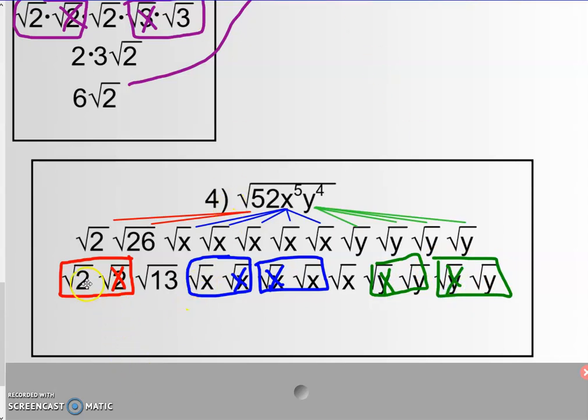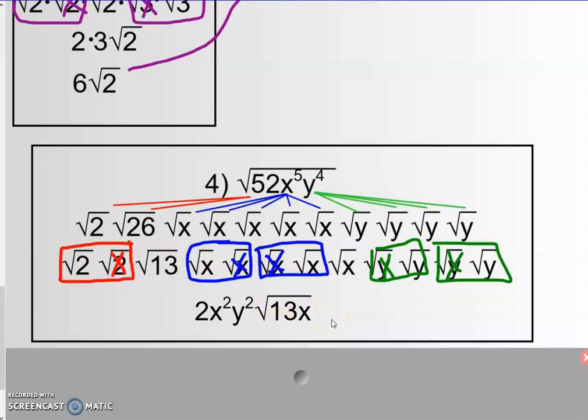So when I look at who's escaped, we had a 2 get out, we had 2 x's get out, and we had 2 y's get out. And when I look at who's left behind in square root prison, we have a 13 and an x. And that's why we get a 2, x squared, because 2 x's got out, y squared, because 2 y's got out, and trapped behind is a 13x.